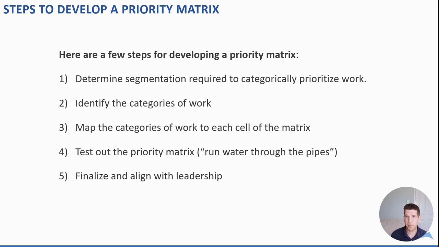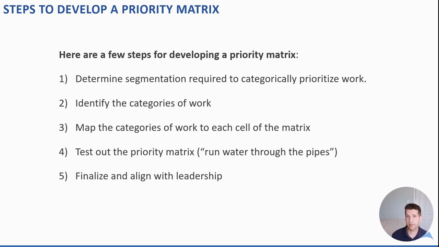The fourth step would be to test it out. I like the phrase "run water through the pipes." Take some existing projects or some existing work requests. You can then map it out according to the priority matrix and look at it and see, does this fit? Does this feel right according to our relative priorities?